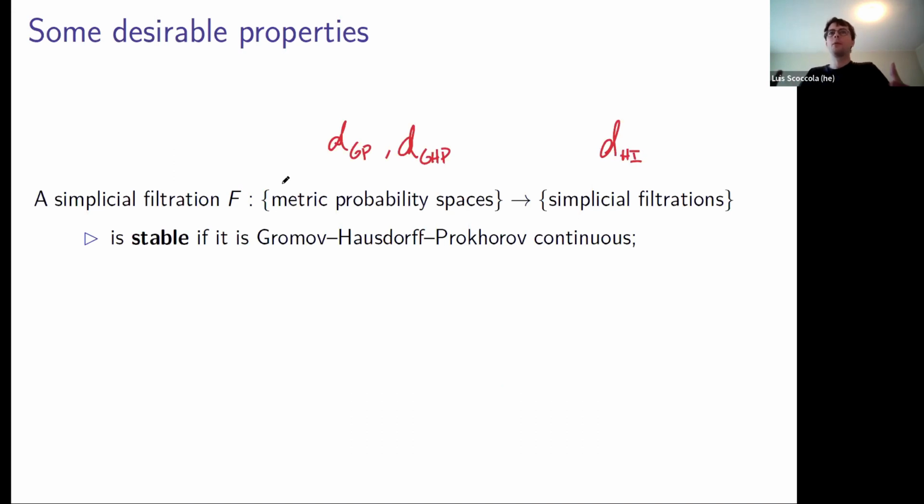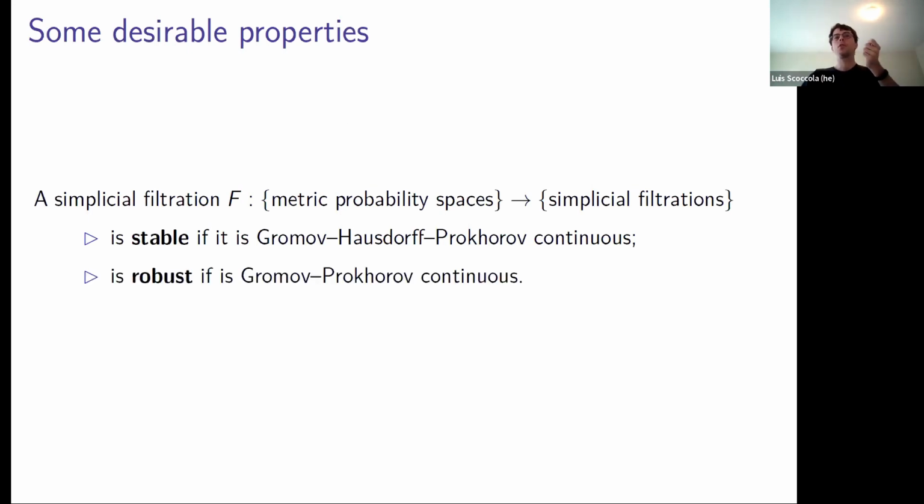And we want to study the stability or continuity of maps of this form. And we're going to say that such a map is stable if it is Gromov-Hausdorff-Prokhorov continuous, or if you want it to be uniformly continuous or Lipschitz, that's also okay. And we're going to say that it is robust if it is Gromov-Prokhorov continuous. So being robust is stricter than being stable. And stable is basically just checking that our construction is okay. Like if we give it two things that are very close in the Gromov-Hausdorff-Prokhorov distance, then we really want it to return things that are very close. Otherwise, it's not really what we want.